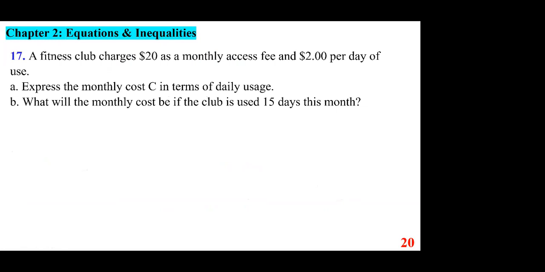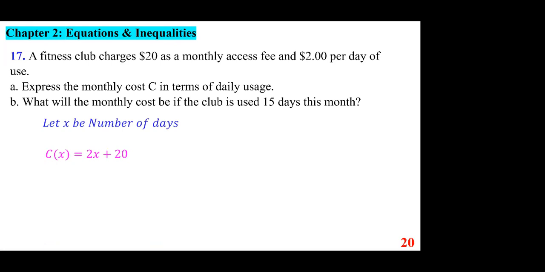Here's the simple example. A fitness club is charging us $20 monthly with $2 per day of use. We want to express the monthly cost in terms of daily usage. If we use x to represent the number of days, it is simply 2x plus 20. I hope you see it. It's very straightforward, class.